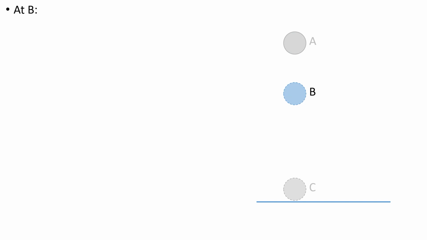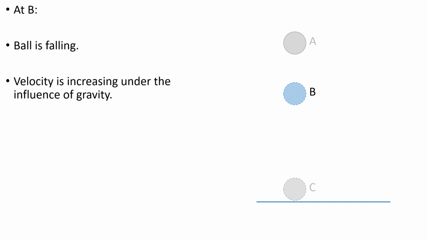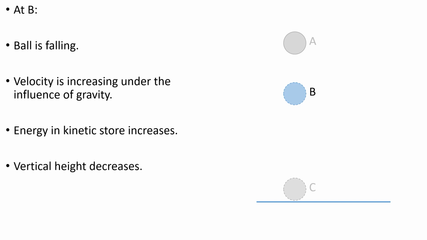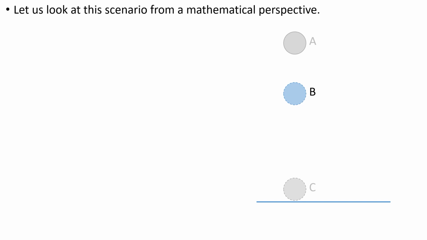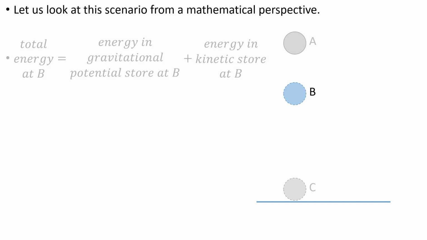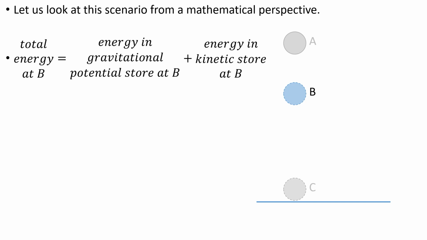At B, the ball is falling. The ball is somewhere between the maximum height and the ground. As the ball falls, its velocity increases, therefore its energy in the kinetic store increases. As it gets nearer to the ground, its vertical height decreases. Therefore its energy in the gravitational potential store decreases. We can also express the energy of the ball with the following mathematical expression: total energy at B is equal to energy in gravitational potential store at B plus energy in kinetic store at B.